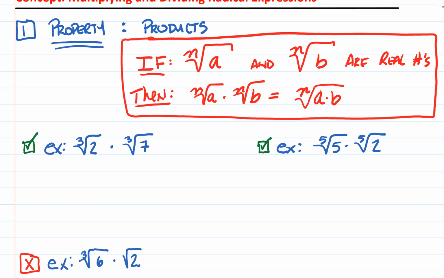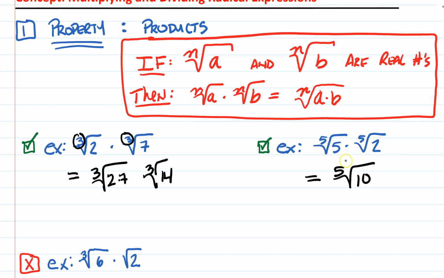The cube root of 2 times the cube root of 7 can be the cube root of 2 times 7, or the cube root of 14. We're allowed to do that because my indexes match. This next example, the 5th root of 5 times the 5th root of 2, I am allowed to keep going and say this is the 5th root of 10, because 5 times 2 gives me the 10, as long as my indexes match.